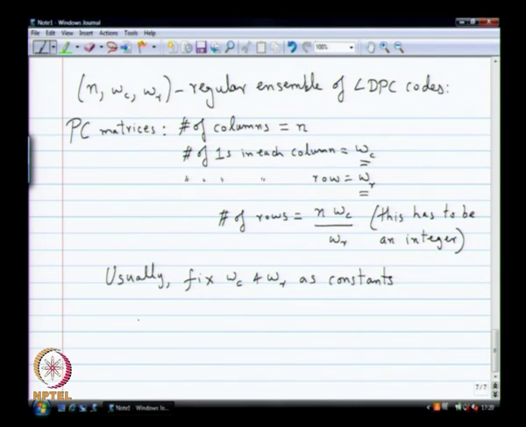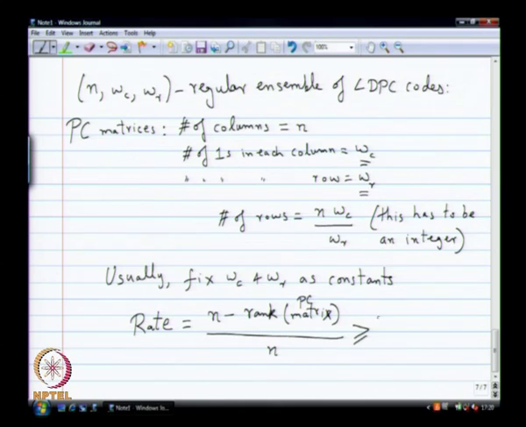So, before that, what about the rate of this code? Rate is actually n minus the rank of the parity check matrix, divided by n. But what do I know about the rank of the parity check matrix? I can't really calculate it exactly, since it depends on where the ones go, but I can definitely lower bound it. The rank will definitely be less than or equal to the number of rows. So, n minus rank will be greater than or equal to n minus the number of rows, which is n WC by WR, divided by n. So, this becomes 1 minus WC by WR.